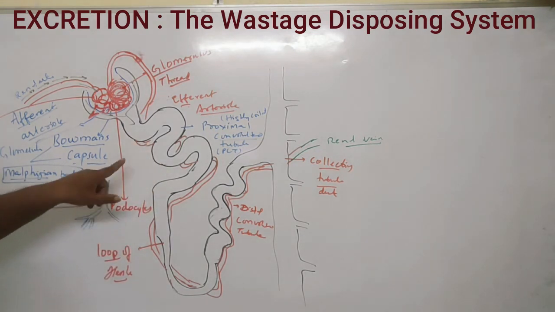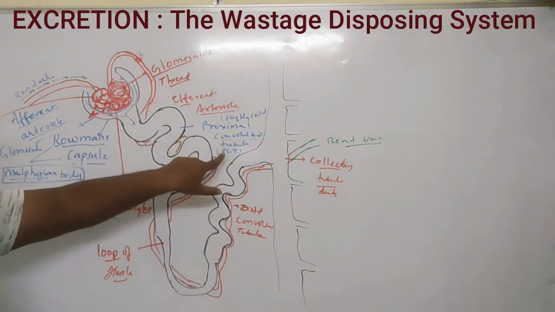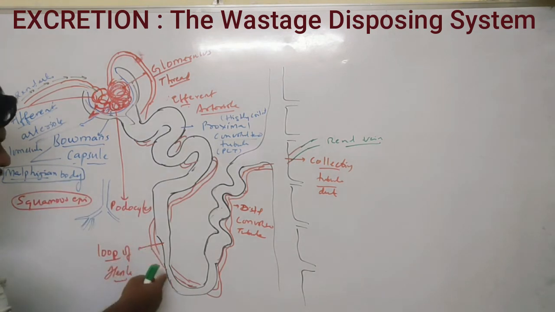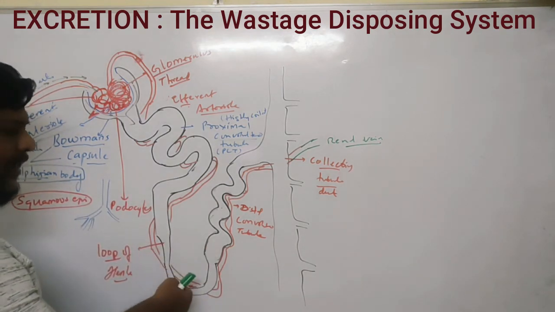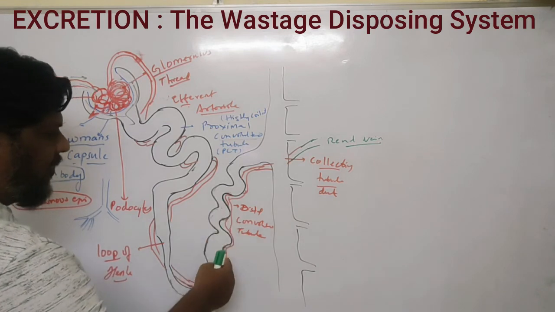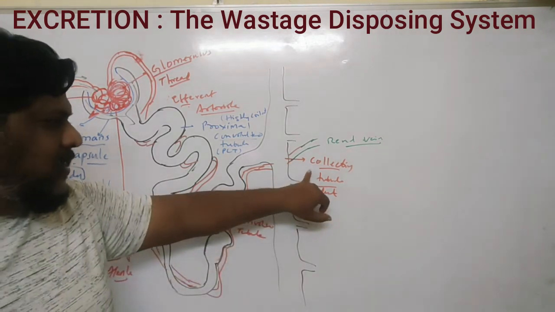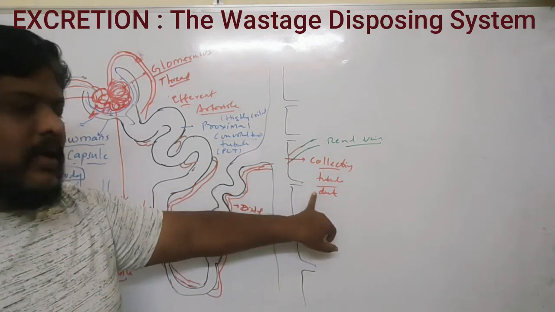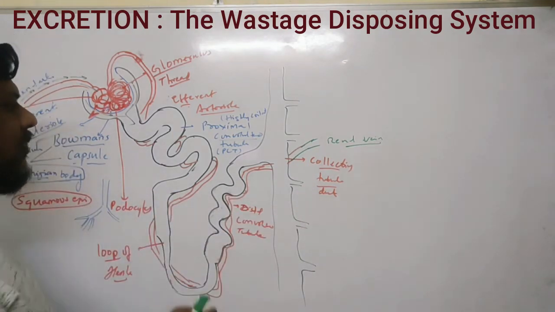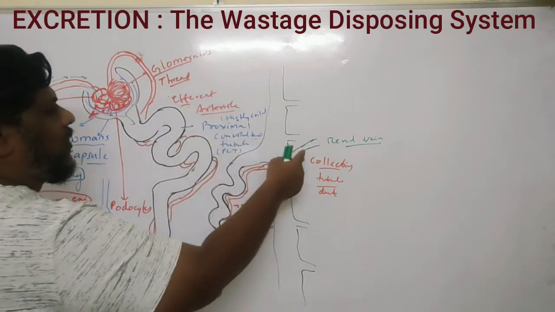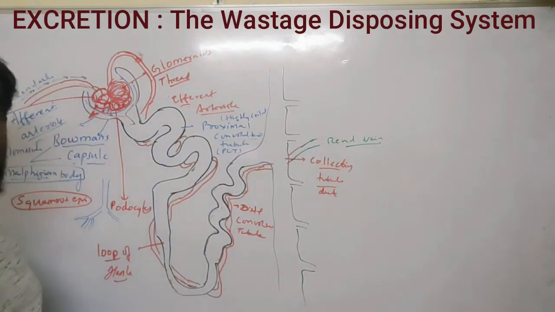So here this part is called the proximal convoluted tubule and this part is called the loop of Henle, and then this coiled part is also called the distal convoluted tubule, and this is called the collecting tubule, or collecting duct. And this efferent arteriole will come out in the form of the renal vein.